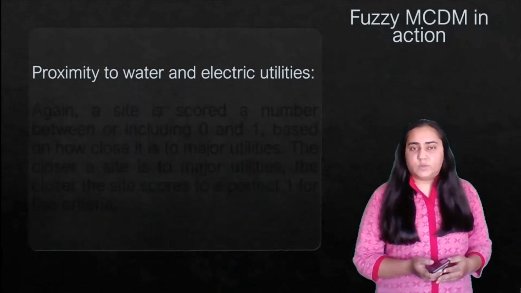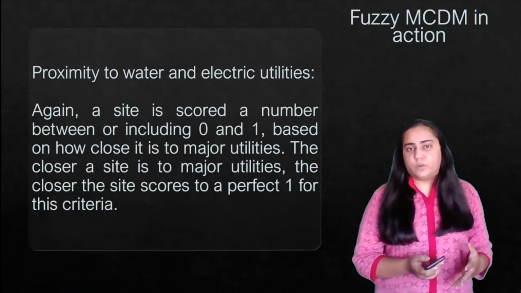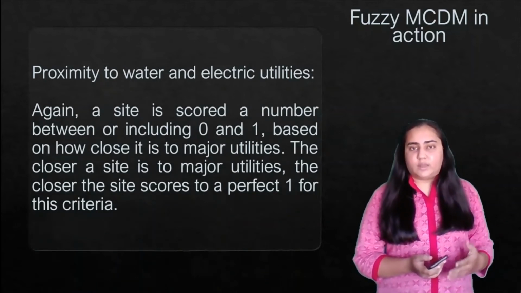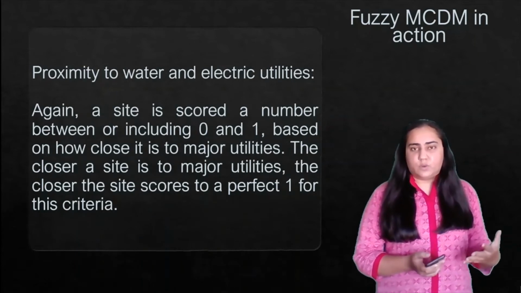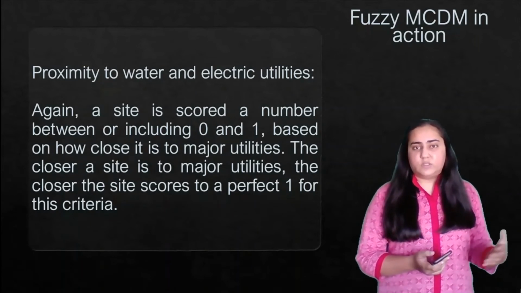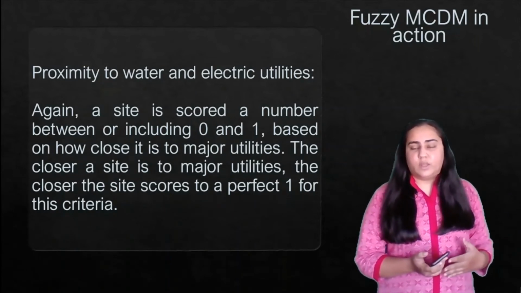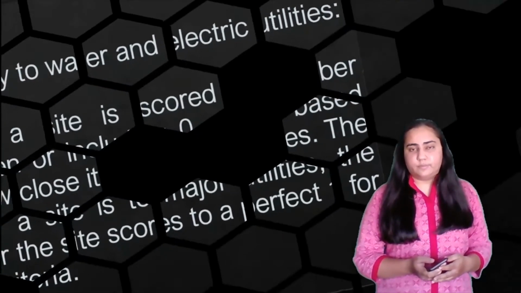The next criterion was proximity to water and electric utilities. For this, again, a site is given a score between 0 and 1, and based on how close it is to major utilities, the score will be closer to 1. So if a site is very close to these utilities, it will have a higher score than a site that is far away from water and electricity.